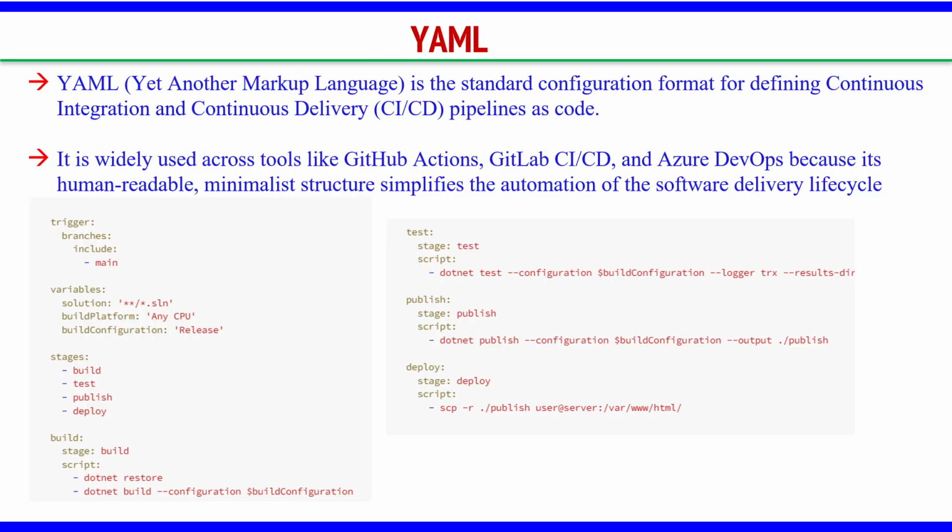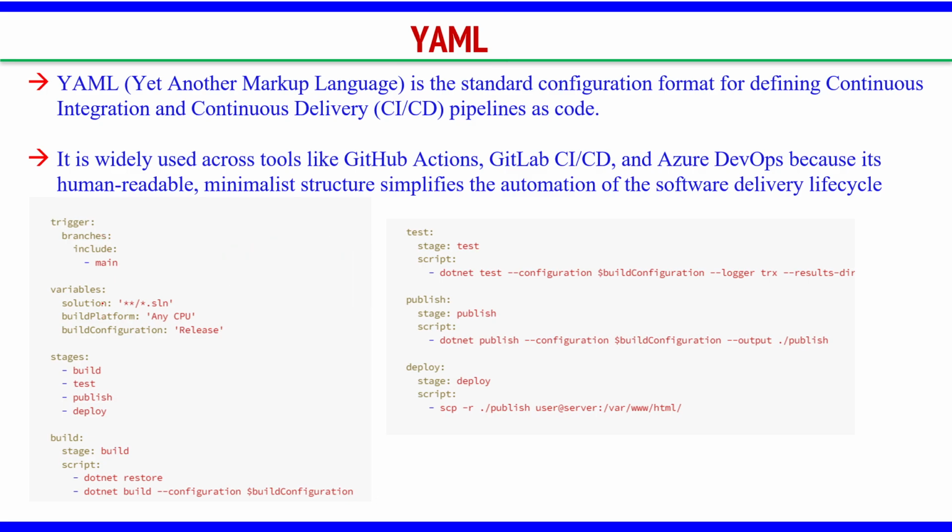See here, I am just moving forward and showing you. See, this is one YAML file. This is talking about a pipeline. That pipeline is written as code, and the file which we use to write or define the pipeline is called YAML. See, trigger branches include main.